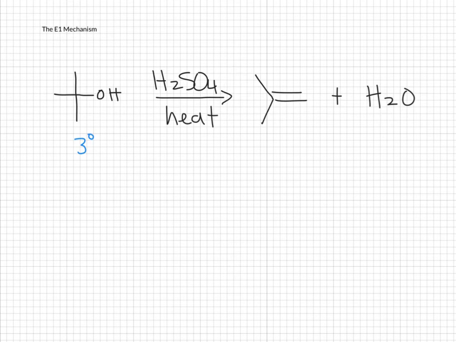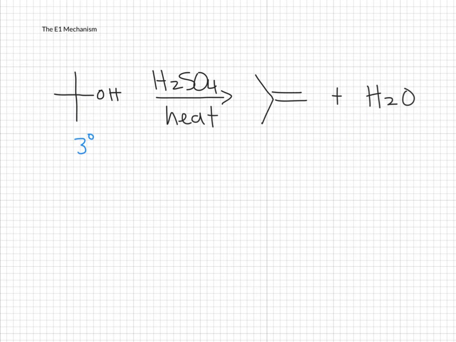In this video, we'll be talking about the E1 mechanism and the formation of alkenes. We'll begin our discussion with the acid-catalyzed dehydration of alcohols. In this reaction, a tertiary alcohol is treated with sulfuric acid and heat, forming an alkene and water.